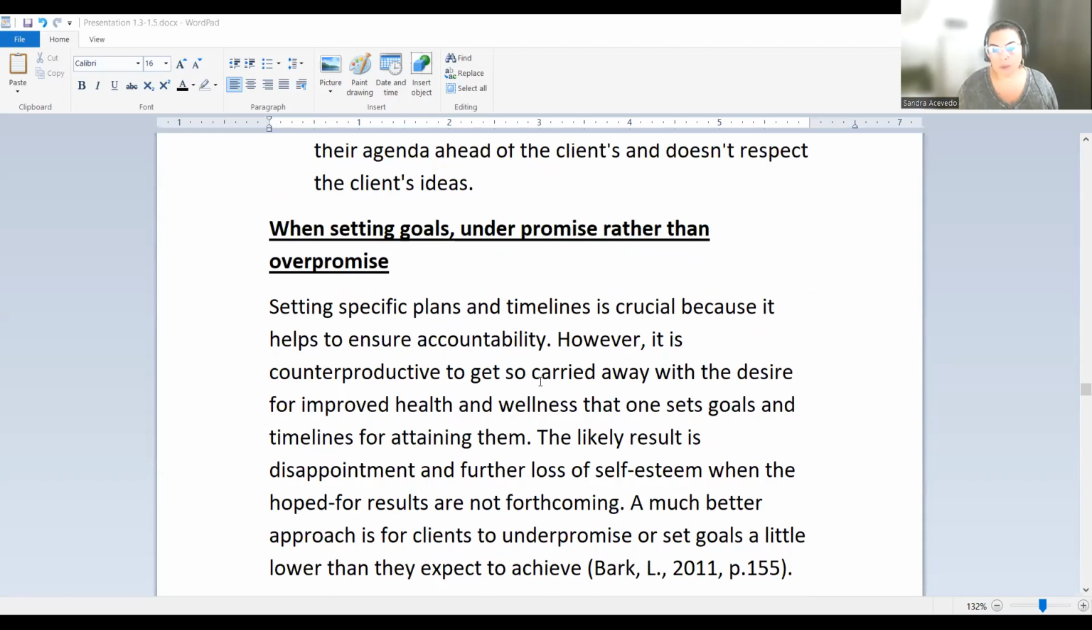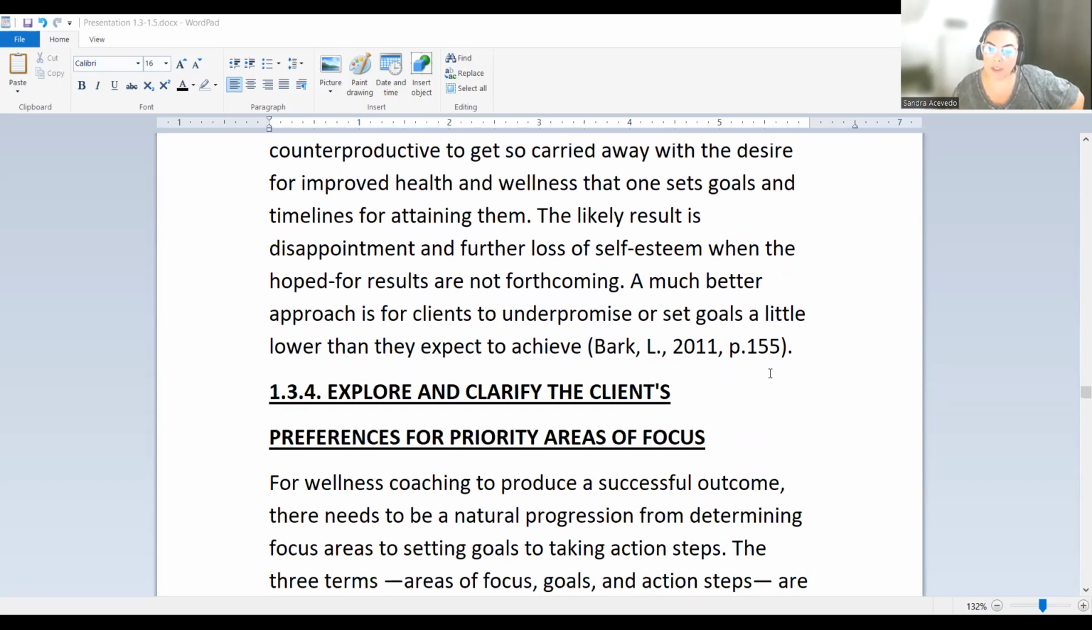When setting goals, under-promise rather than over-promise. Setting specific plans and timelines is crucial because it helps to ensure accountability. However, it is counterproductive to get so carried away with the desire for improved health and wellness that one sets unrealistic goals and timelines for attaining them. The likely result is disappointment and further loss of self-esteem when the hoped-for results are not forthcoming. A much better approach is for the client to under-promise, or set goals a little lower than they expect to achieve.